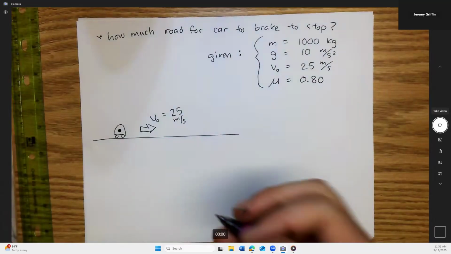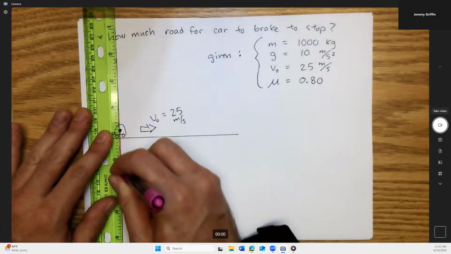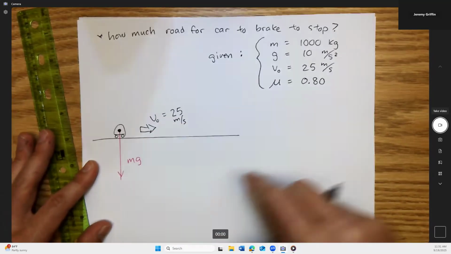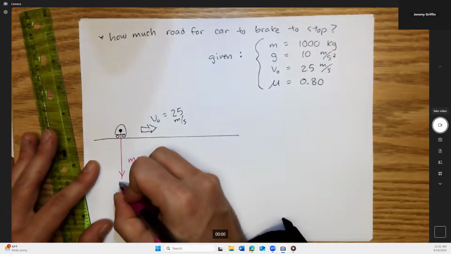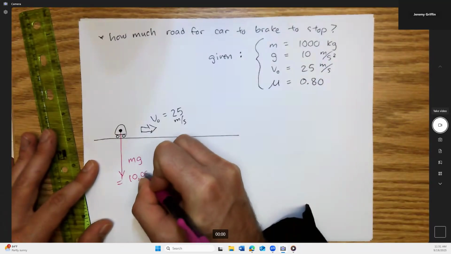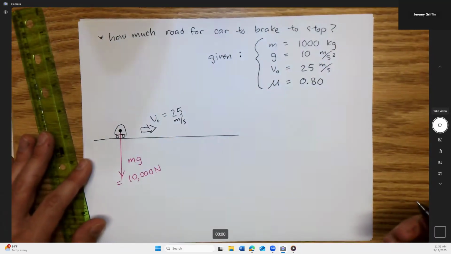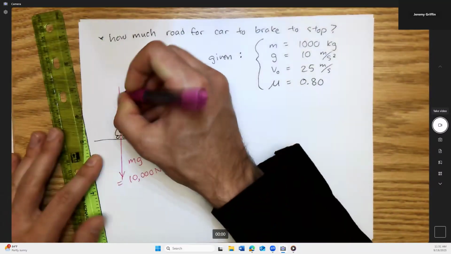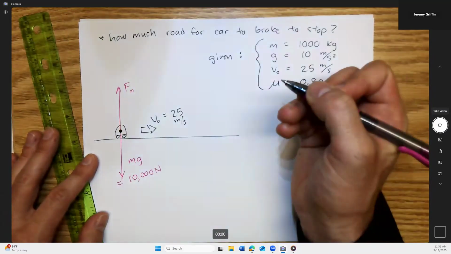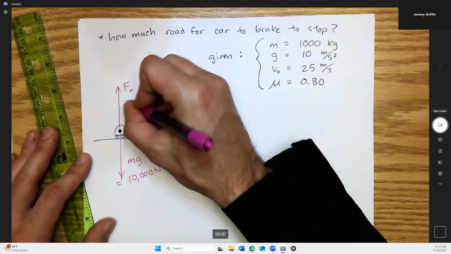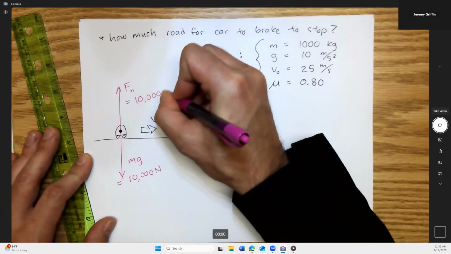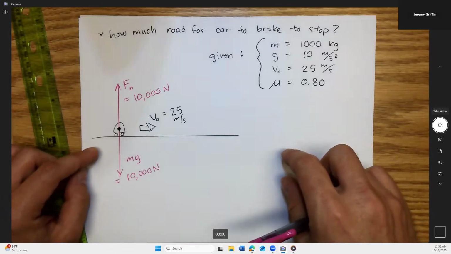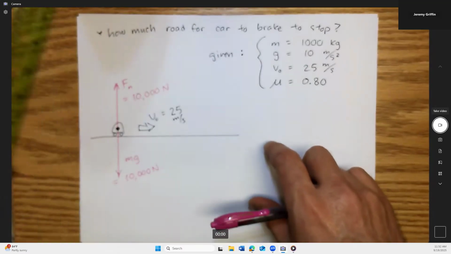What's one force on this car? Yeah, it's weight. So gravitational force, pulling straight down. That could be mg. We have m, we have g, so I can just multiply those together. That's 10,000 newtons, a force straight down. What force is holding the car straight up? Normal force. What is the numerical value of this normal force? 10,000 newtons. So car being pulled down, car being held up, they cancel out. If the car's braking to a stop, what other force on the car?